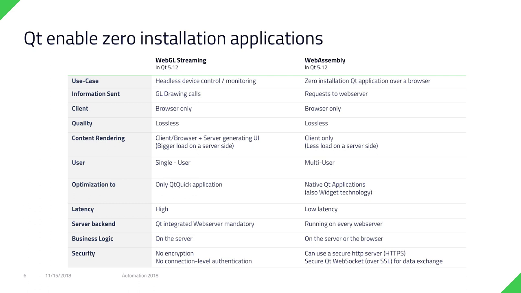For the client, we already said it, it is a browser solution. Both of these features are for browsers, and that's the only thing you can use. In terms of quality, both solutions are completely lossless. I'm saying this because if you compare it to VNC, VNC can be lossy in the sense that since it's streaming images, if the connection is not good, you might see an image of lower quality than it should be. It is not the case with WebGL because you're actually streaming the commands and everything is rendered in the browser.